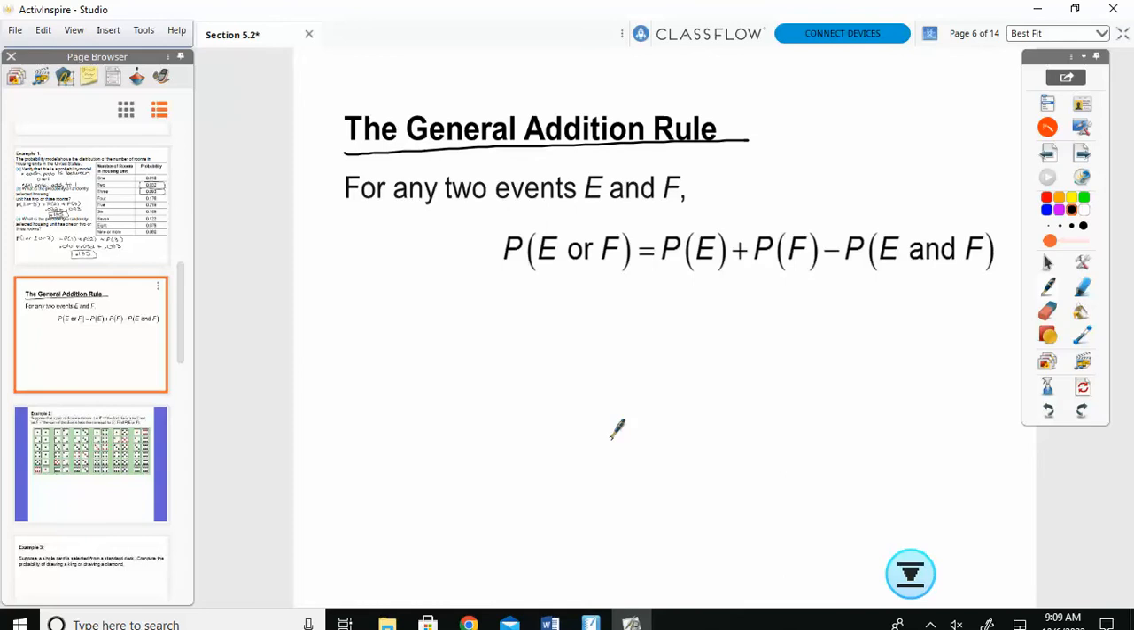So we're going to do a lot of practice. There's only one more formula we have to write down today. The rest of what we're doing is just examples on calculating probabilities.